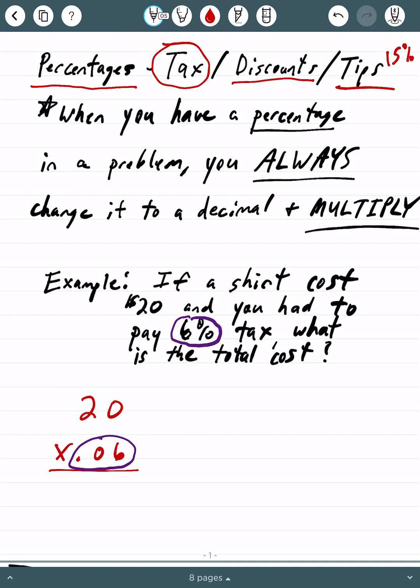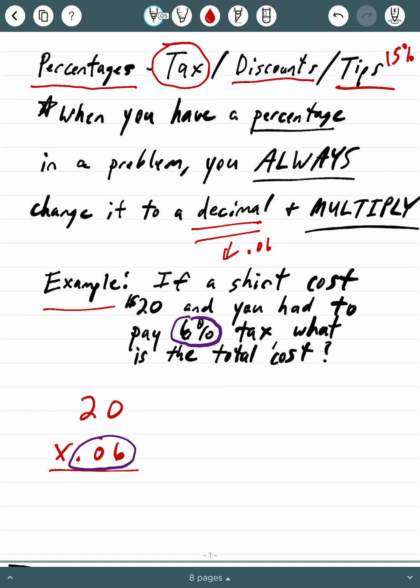Now, here's what I want you to remember. When you have a percentage in a problem, like this example right here, you're going to change the percent to a decimal, because remember, a percent just means out of 100. That's just something we can compare to out of 100. So we don't write 6. We actually would have to write, in this problem, 0.06, and we'll look at that in just a second.